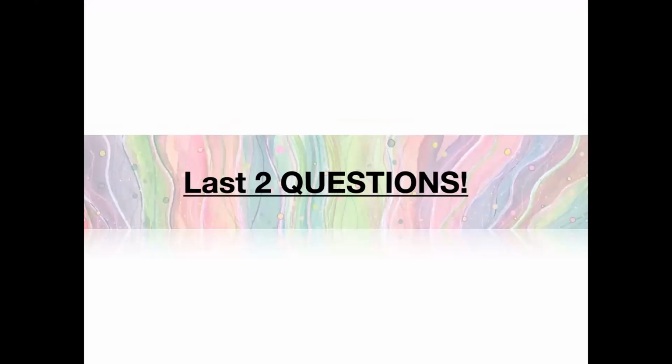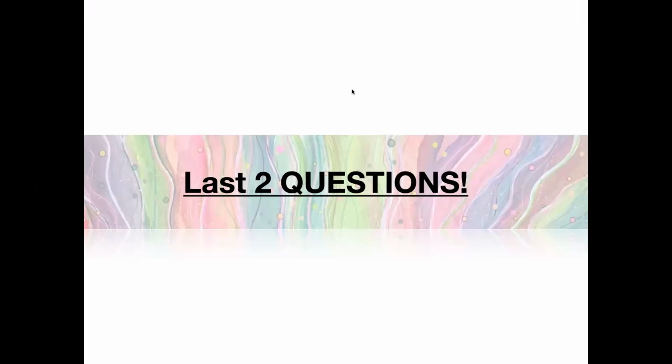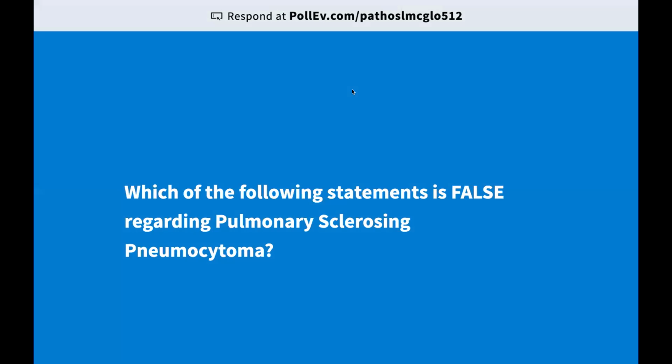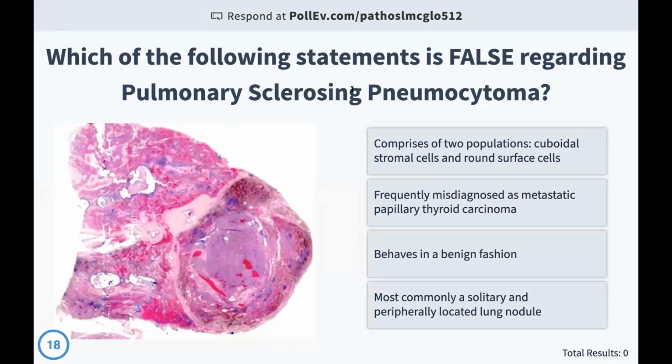So get ready for the last two questions. Which of the following statements is false regarding pulmonary sclerosing pneumocytoma? Comprises of two populations, cuboidal stromal cells and round surface cells; frequently misdiagnosed as metastatic papillary thyroid carcinoma; behaves in a benign fashion; most commonly presents as a solitary and peripherally located lung nodule.